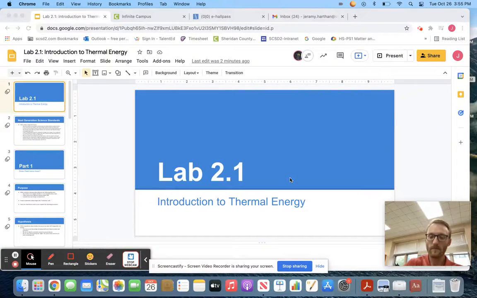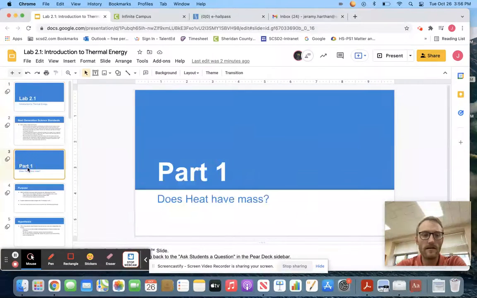So now, jumping into the lab, we're looking at thermal energy. Okay, so we're looking at really heat and what heat is. So our first question is, does heat have mass? That is going to kind of be our driving question on what we want to do in part one.